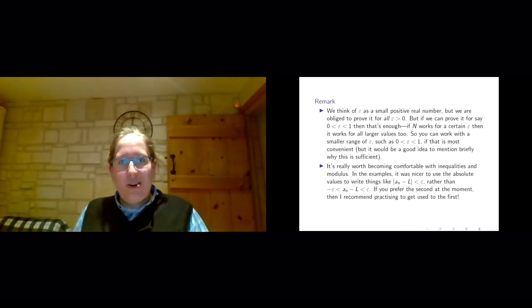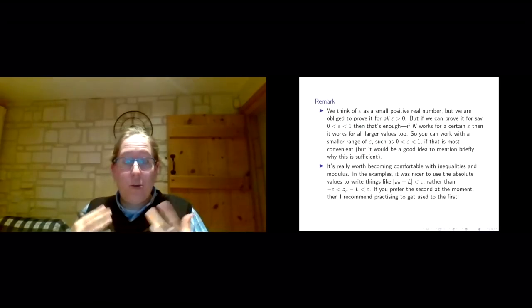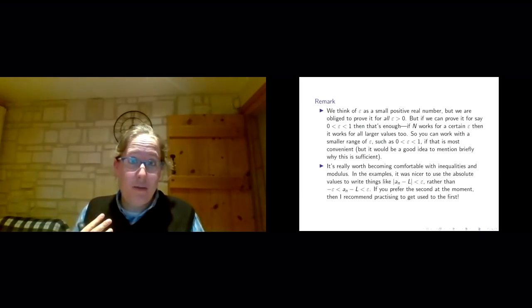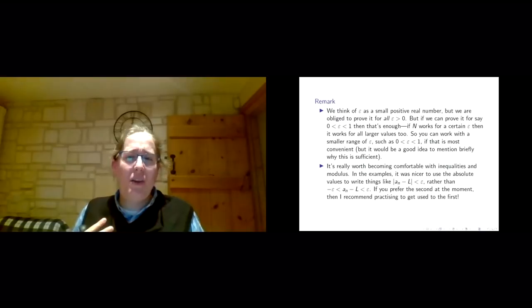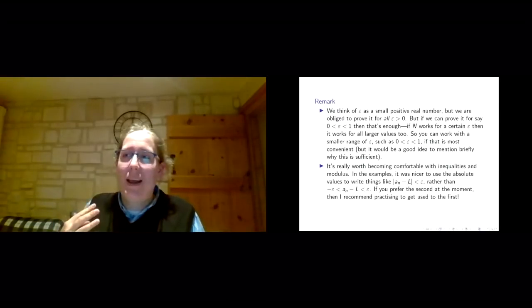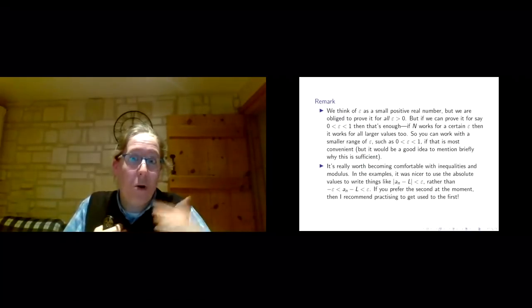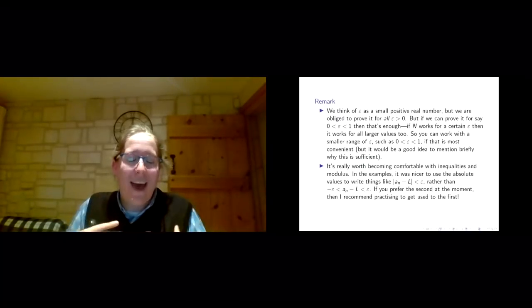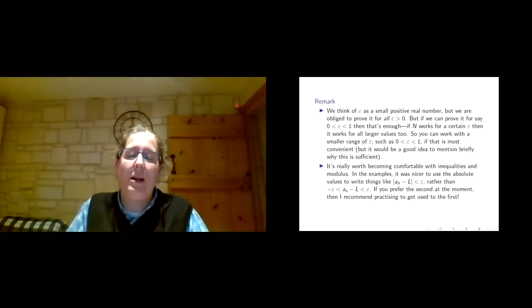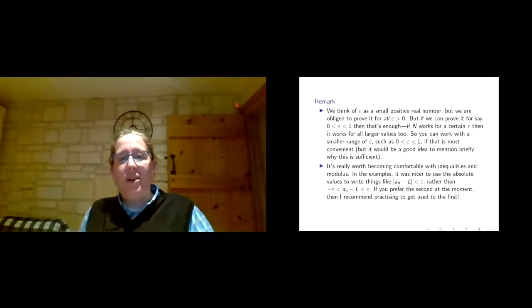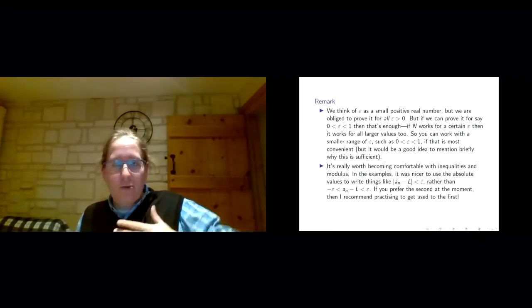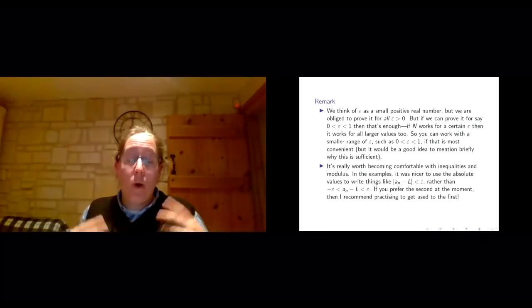We think of epsilon as a small positive real number, but our opponent is entitled to choose epsilon as 1,000,000 if they like. But if our evil opponent chooses 1,000,000 and we already know it works for 0.1, then we win, right? Because anything that works for 0.1 will work for 1,000,000 as well. Any value of n that works for 0.1 will work for 1,000,000. So if we have an n that works for some particular value of epsilon, it works for larger values of epsilon.